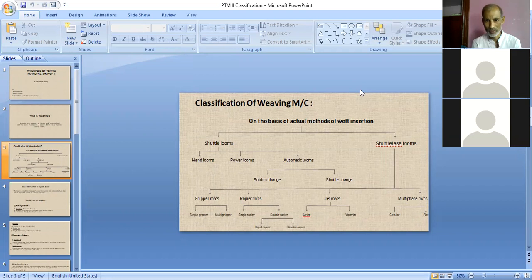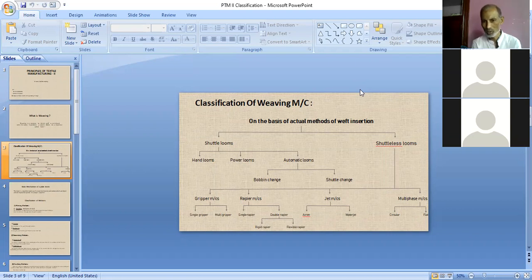we use power, we use electricity to operate the loom, then it is known as a power loom. And the third one is automatic looms, in which the changing of the weft packages is done automatically. Because in the case of power looms, the weft package is not changed automatically, and for that reason we have to stop the loom whenever the weft is exhausted. Whenever the pirn is exhausted, we have to stop the loom, change the pirn, and then start the loom again.